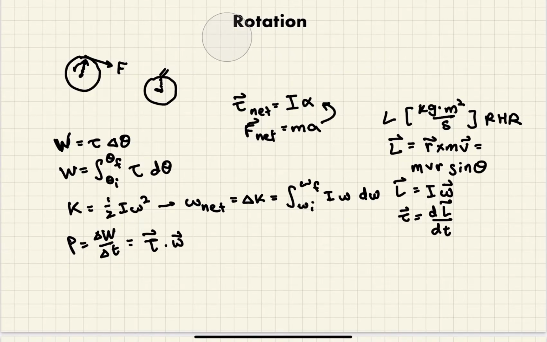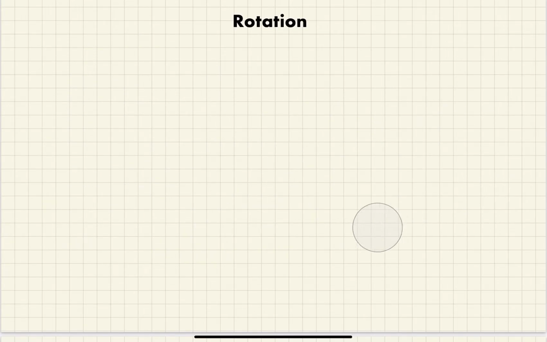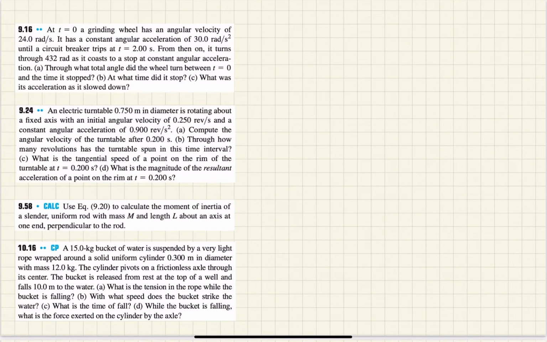So yeah, that's it for our content review, and moving on to the practice problems. This one is pretty long because rotation is a long unit. It's basically like 2 chapters, and so we had to squeeze all of that in there. Moving on to the practice problem. So starting with this one.